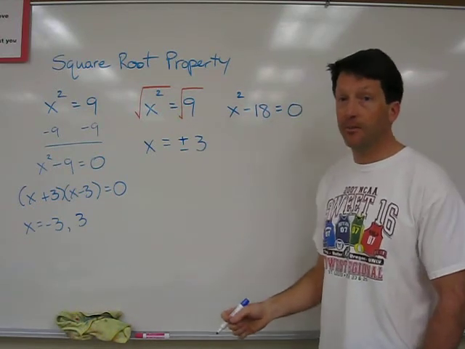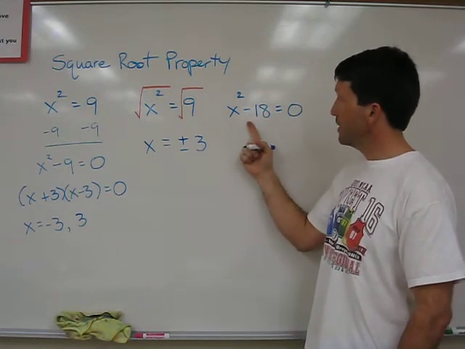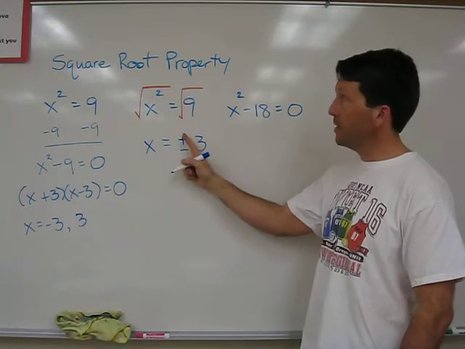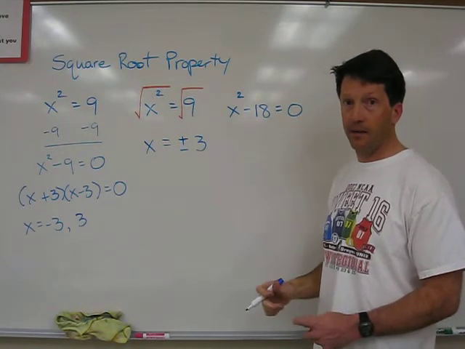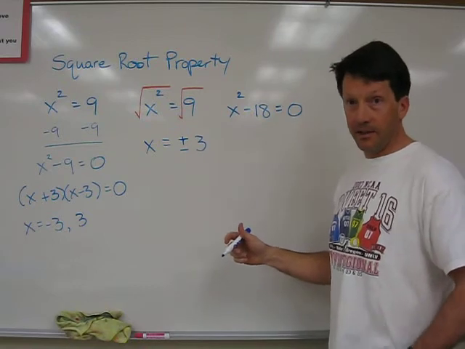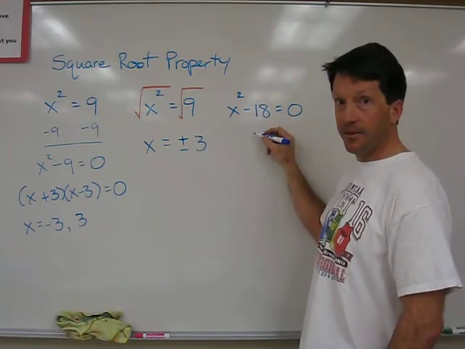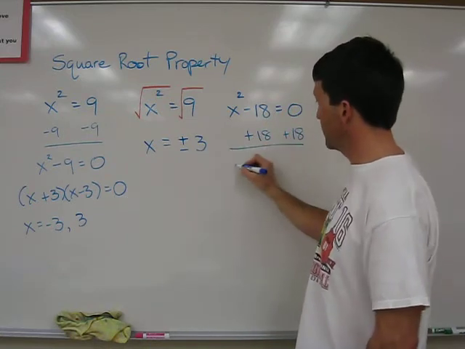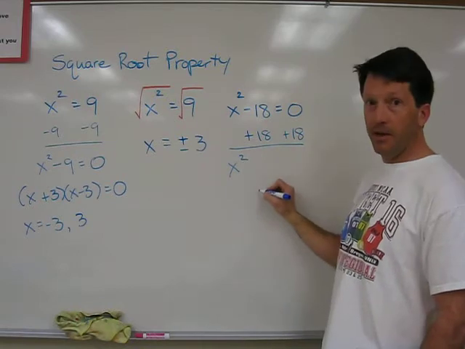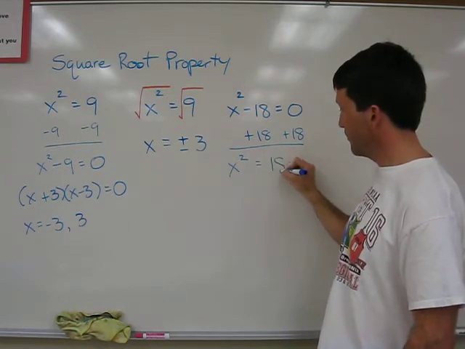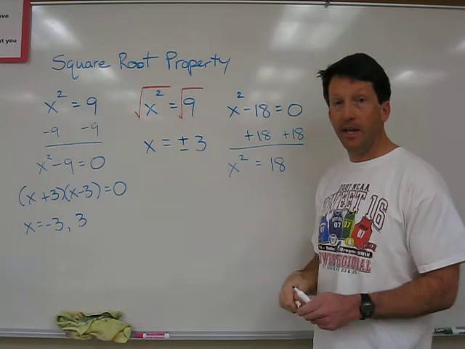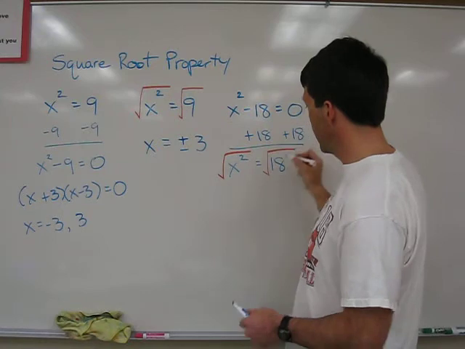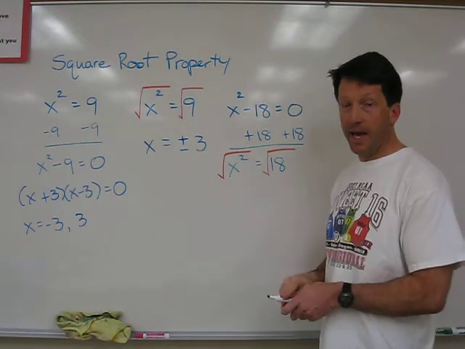Now let's look at another one that's maybe a little bit harder. X squared minus 18 equals 0. And let's solve the problem the same way that we did this one using the square root property. So the first thing I want to do to try to isolate the x is to add 18 to both sides. So I'm left with x squared equals 18. Now to solve this for x, I need to take the square root of both sides. On the left, that just gives me x.